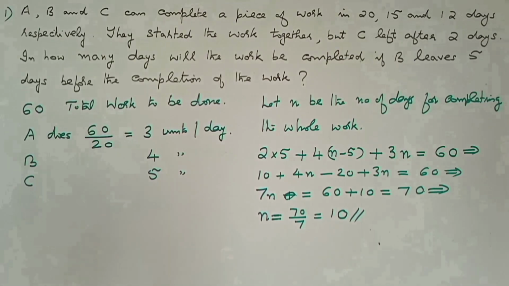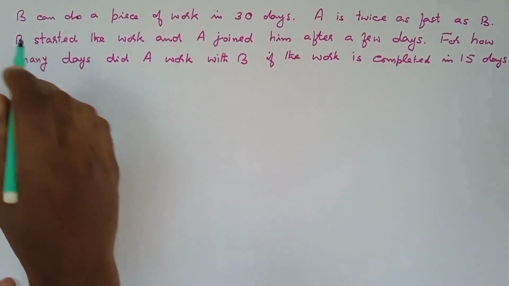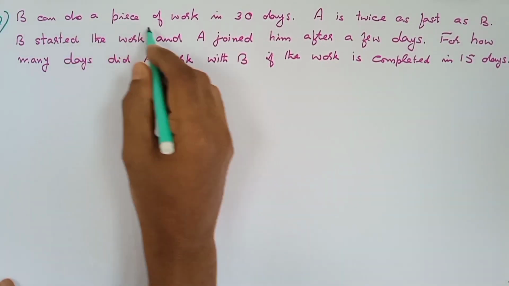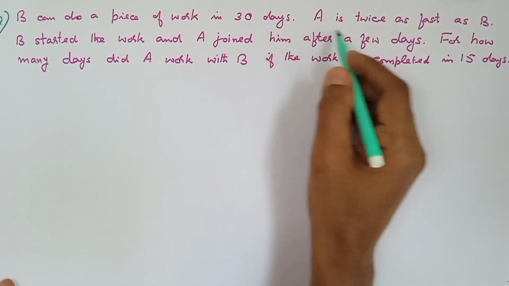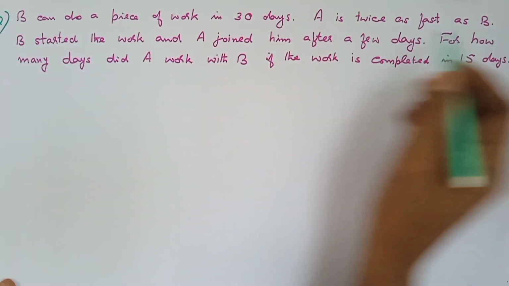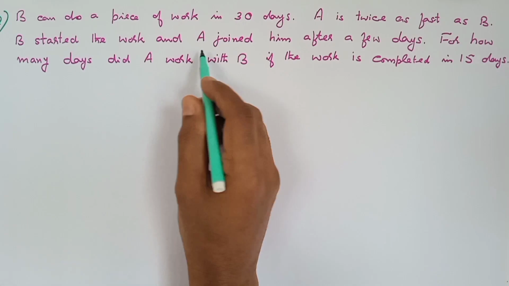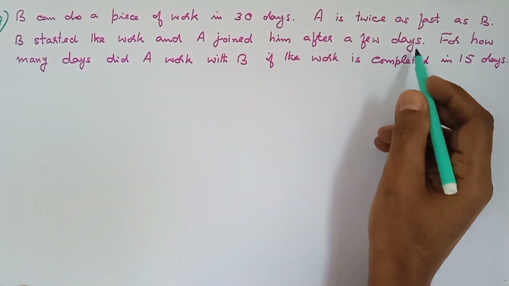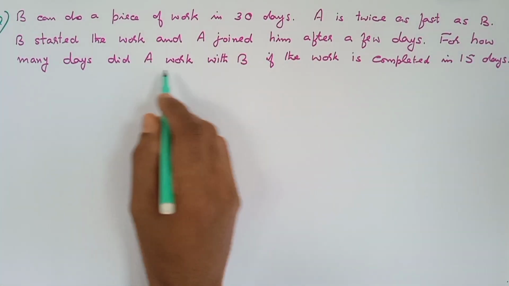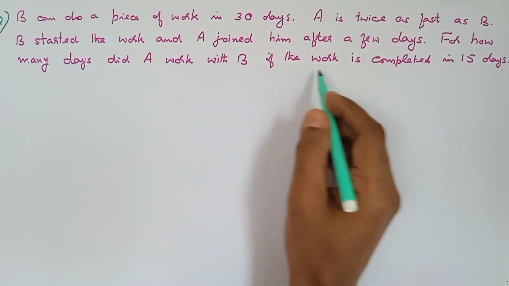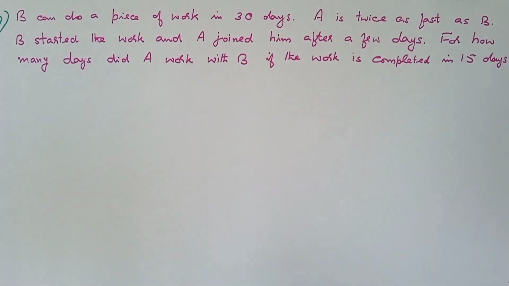Let's do one more problem from time and work. The second problem is this. B can do a piece of work in 30 days. A is twice as fast as B. B started the work and A joined him after a few days. For how many days did A work with B if the work is completed in 15 days?